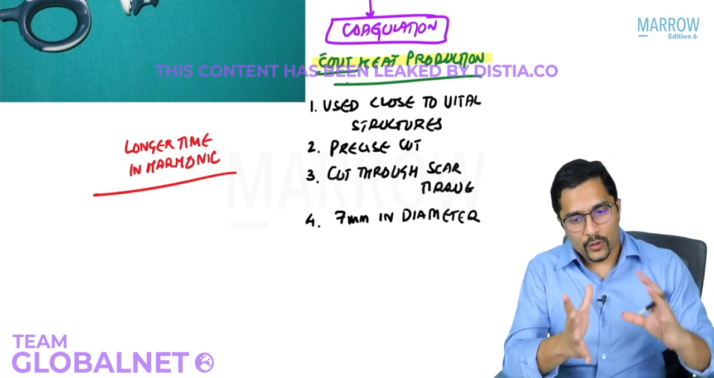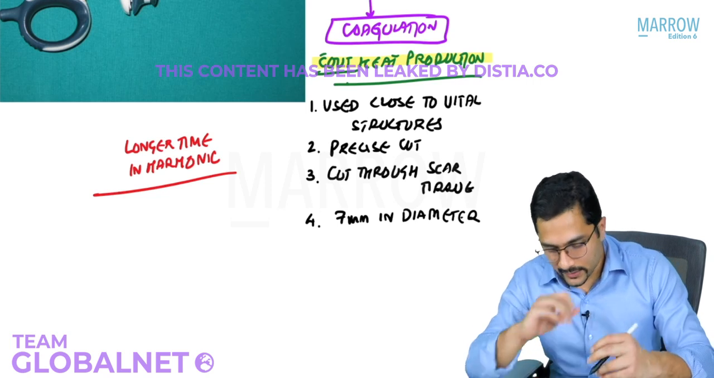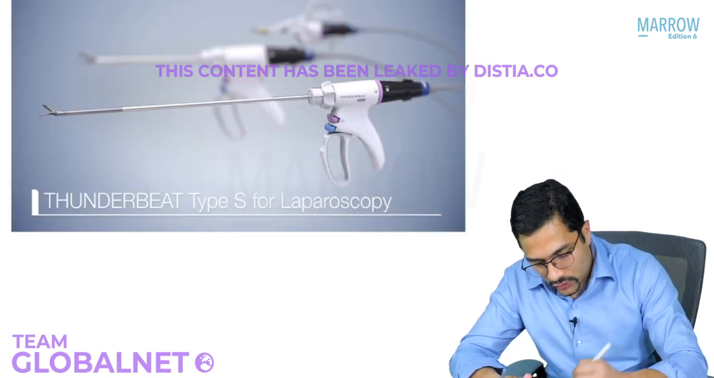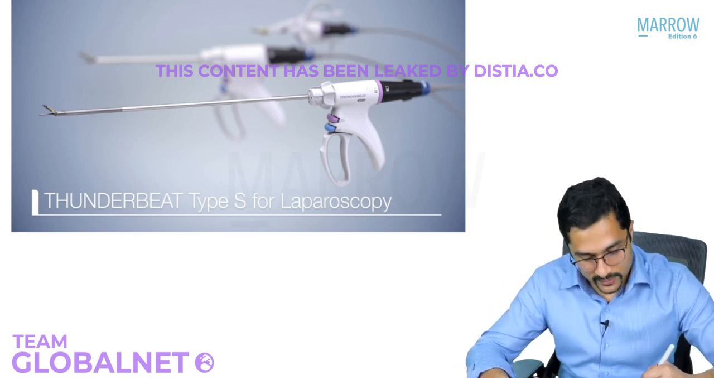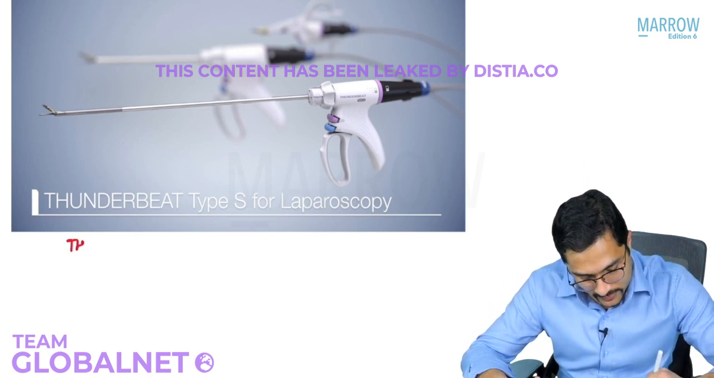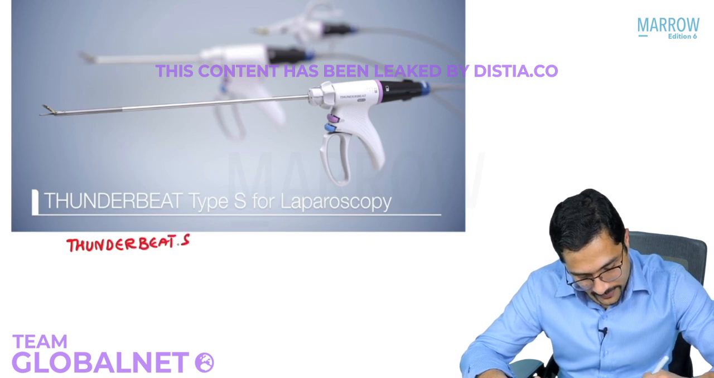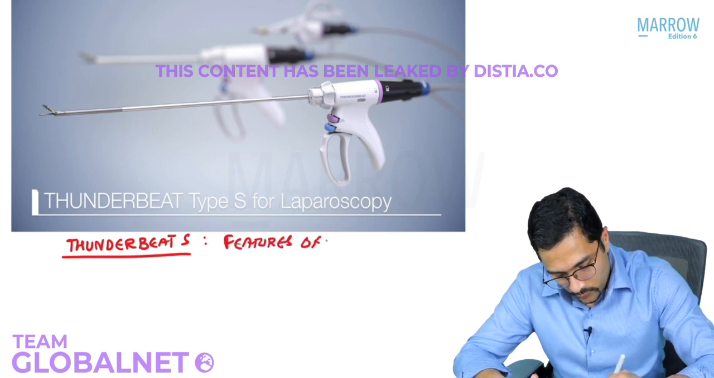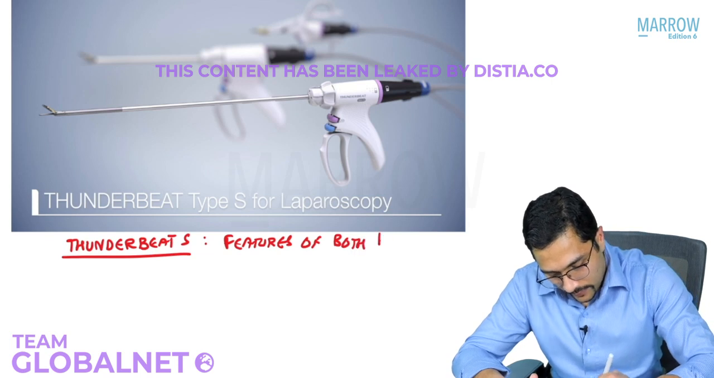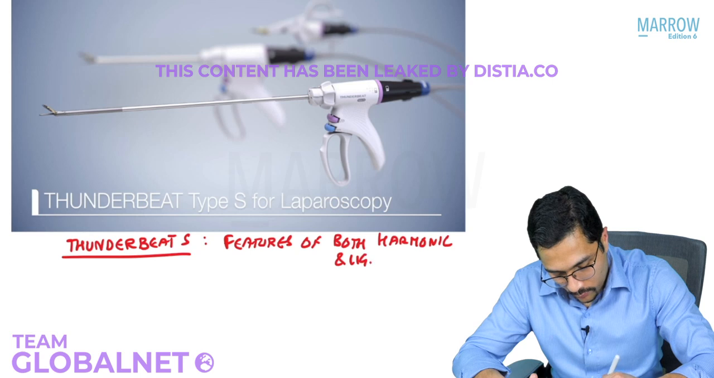Now, because both of them have certain advantages and disadvantages, there is another instrument that is known as Thunderbeat S, and this is mentioned in the latest Bailey as well. This Thunderbeat S has features of both harmonic and ligashore.